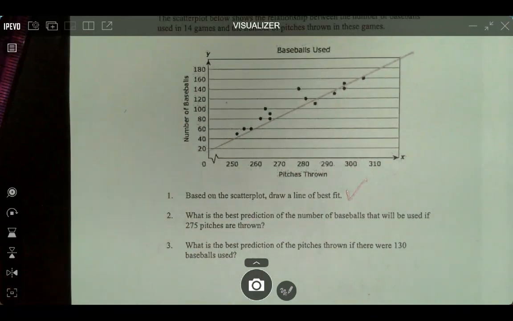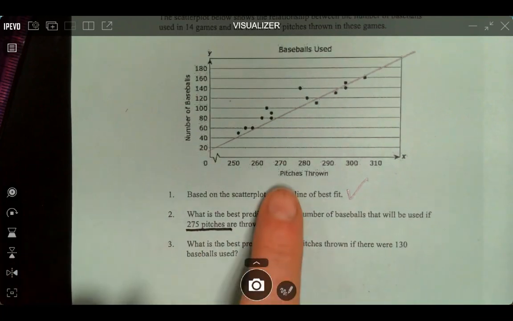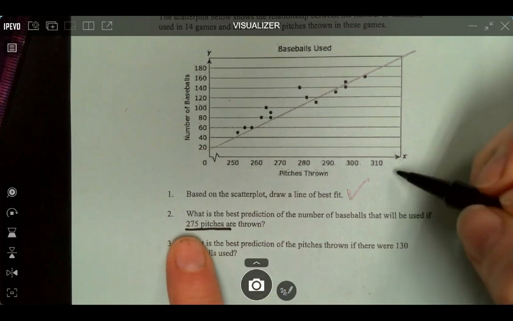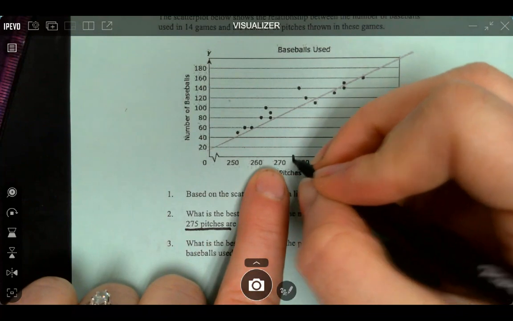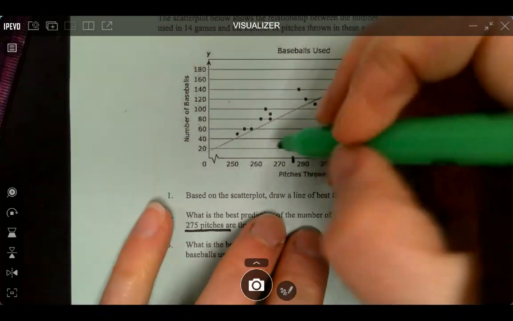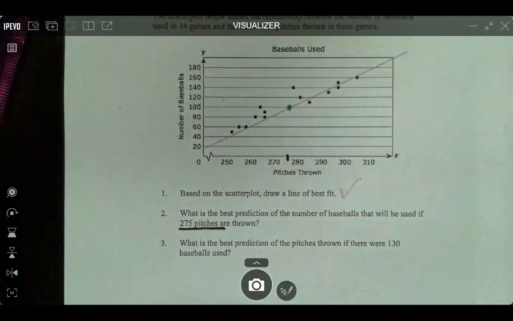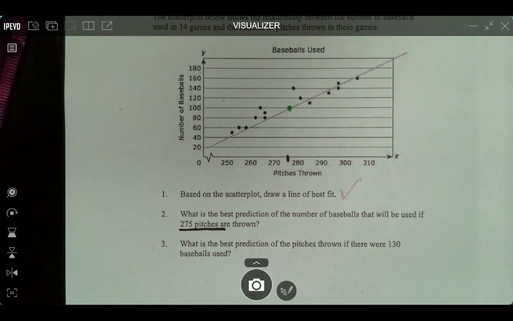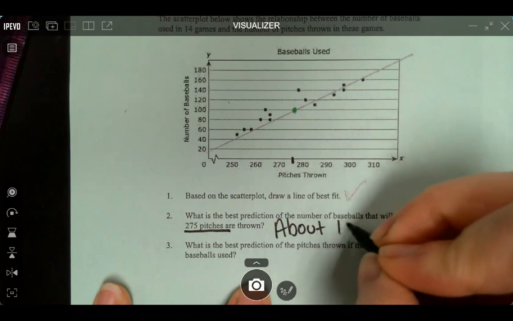So now let's answer number 2. What is the best prediction of the number of baseballs that will be used if 275 pitches are thrown? So 275 pitches, that's X. When X is 275, it's going to be halfway between, so go straight up and find out where that would be located. About 100. So let's put about 100 baseballs.